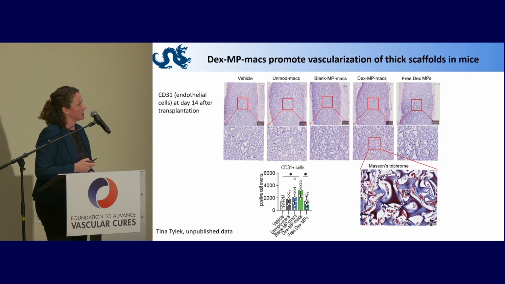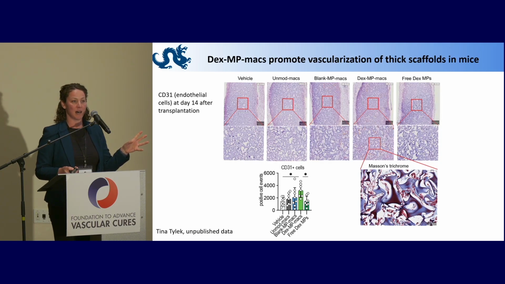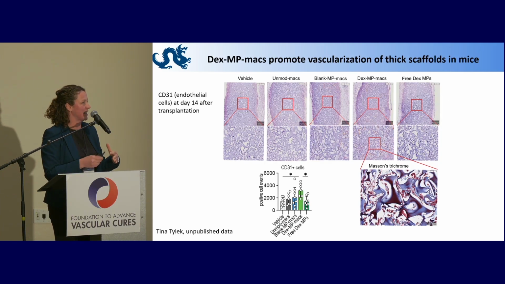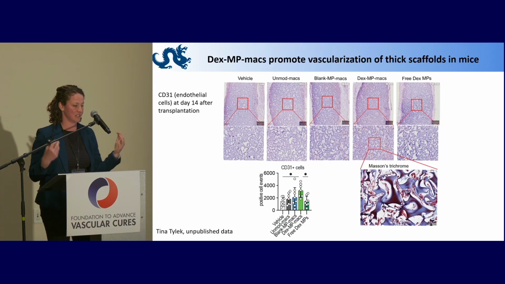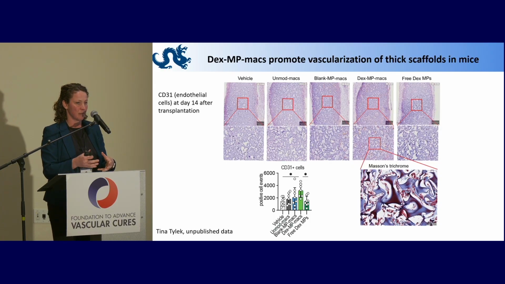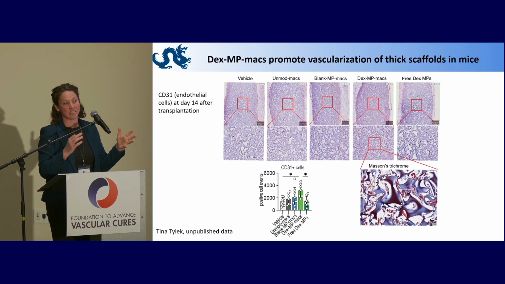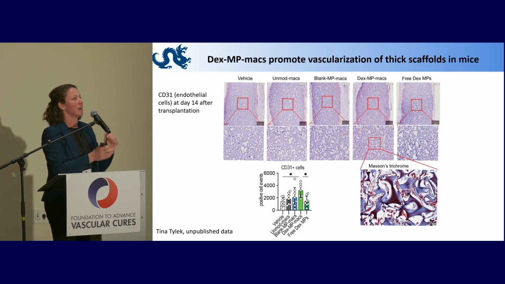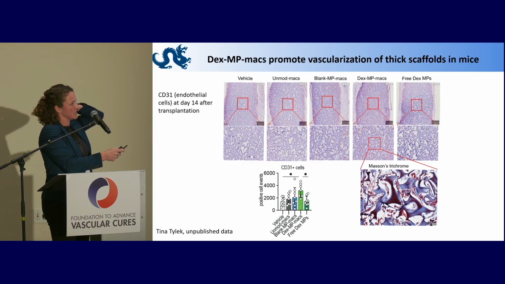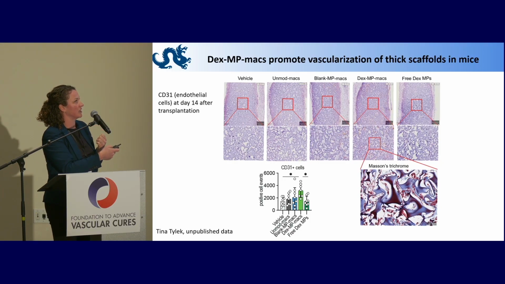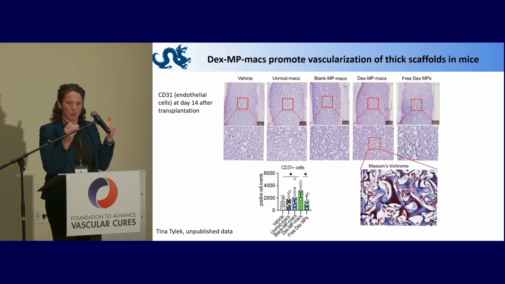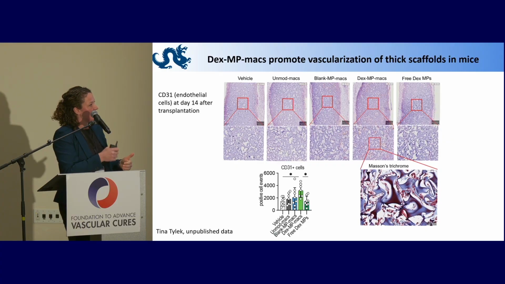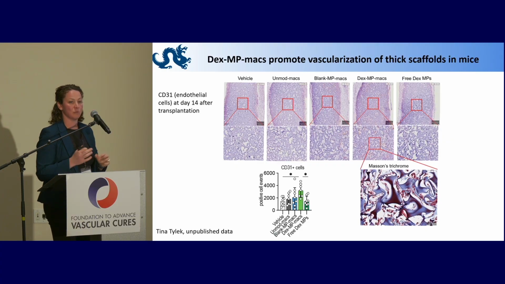So we tested if these cells could improve angiogenesis in this model, which is kind of a weird model because it's a subcutaneous implantation, but it's considered a rigorous model of angiogenesis because there's so few blood vessels in the backs of these mice that I've never seen anything cause vascularization into the centers of these thick scaffolds except for these cells. So far into the center of these thick scaffolds, we see mature blood vessels going all the way in within 2 weeks. And free dexamethasone microparticles do not have this effect.